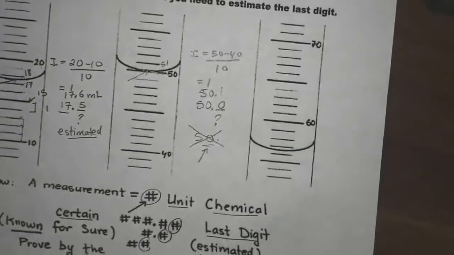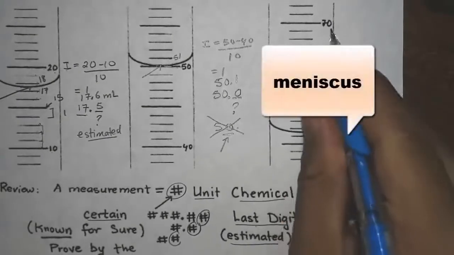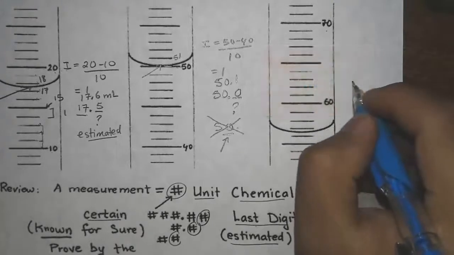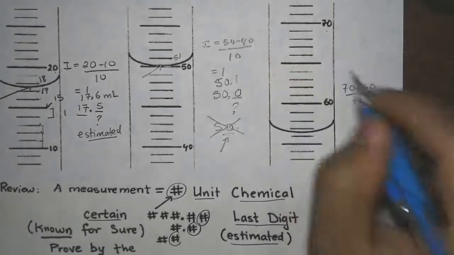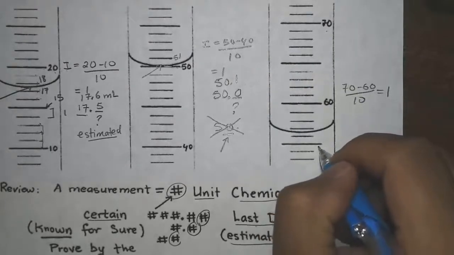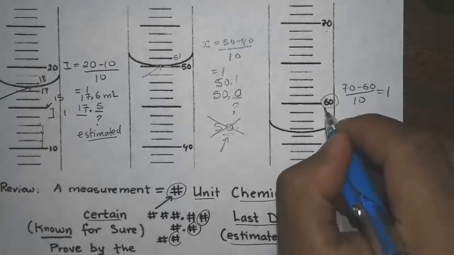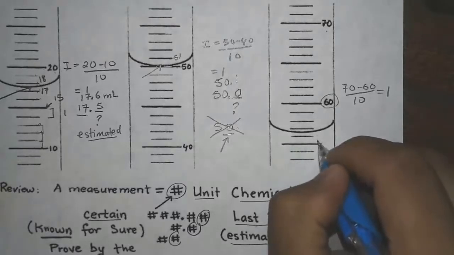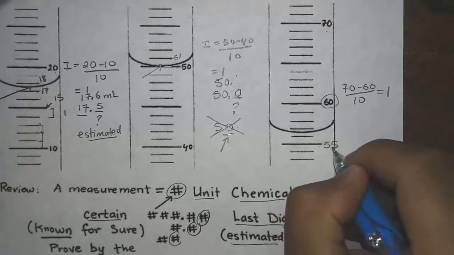Let's try another problem. In this case, I have 60 and 70. So 70 minus 60 divided by 10, because from here to there is 10, gives us 1. But now we are reading backward or downward. So notice this is 60. From here to there is about 5 increments of difference, so right here must be 55.